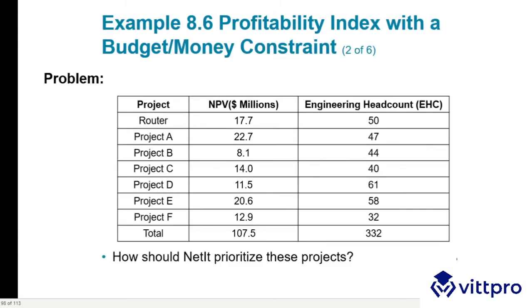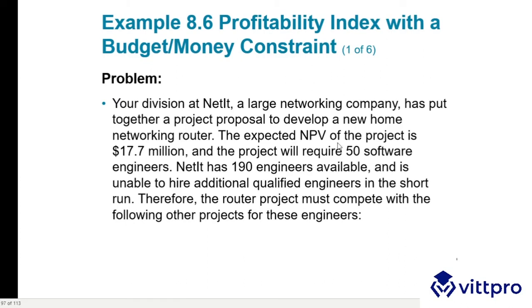So here we have a problem. This company is a networking company. They are making a new project. So the expected NPV of the project is 17 million, and it will require 50 people, right? It has 190 engineers available, but is unable to hire additional engineers in the short term. So it must be completed within the project.